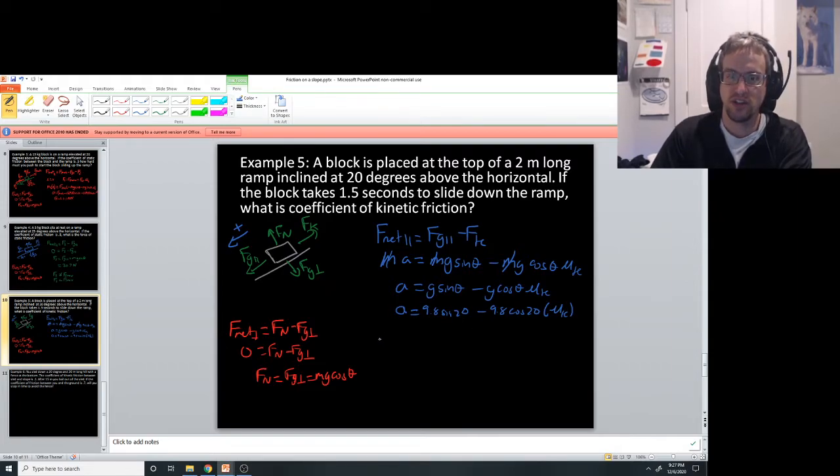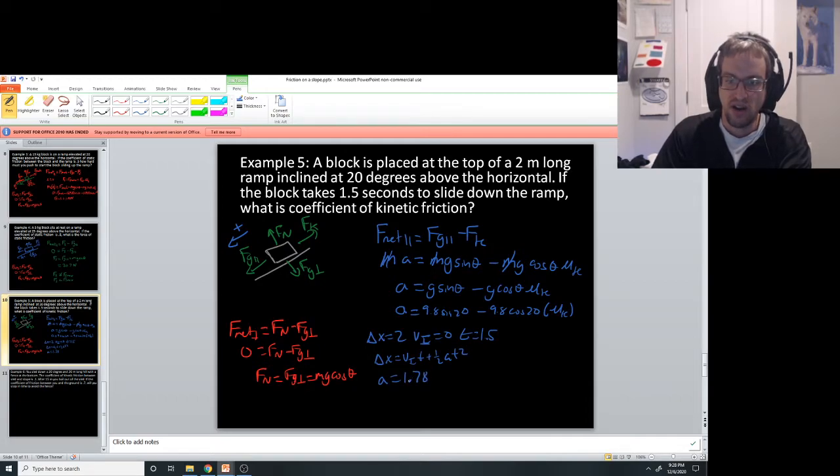I need to get acceleration a different way, and I can get it through kinematics. All right, change in x equals 2, v initial equals 0. It's placed there. It's not like push or anything. So v initial is going to be 0, and time equals 1.5. With this information, I can figure out what acceleration is using change in x equals v initial times time plus 1/2 at squared. If I solve this, I get acceleration is 1.78.